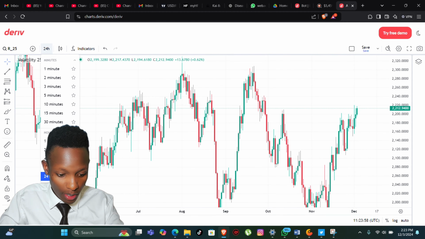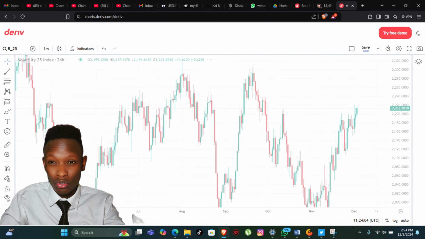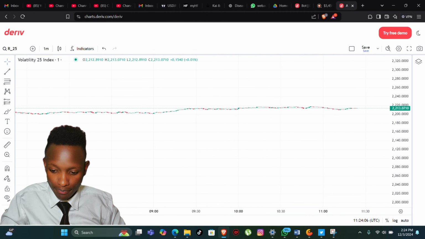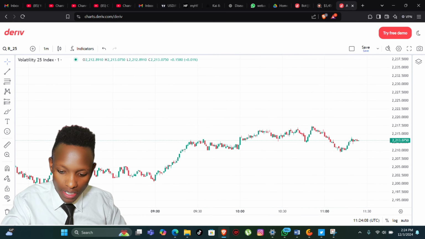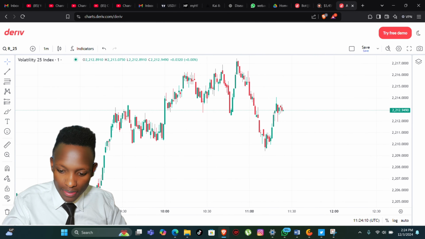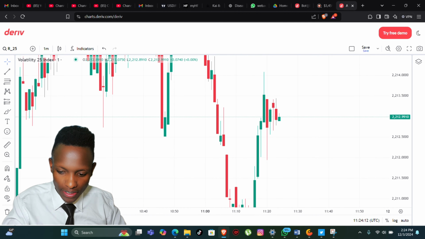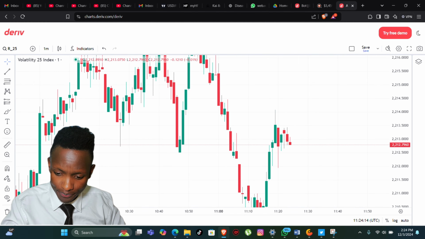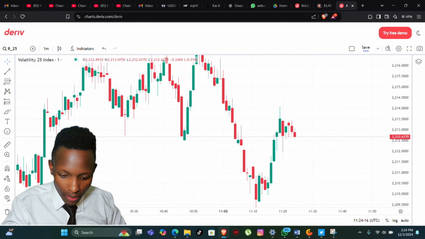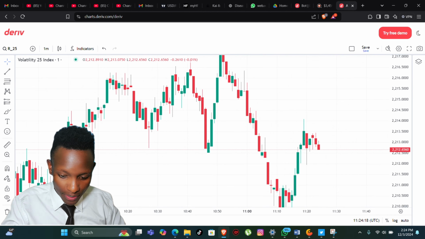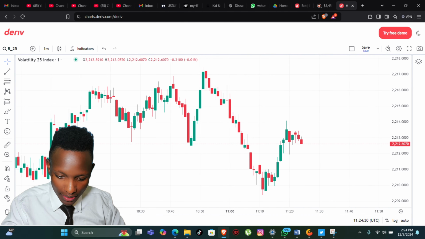So the thing we are going to do is look at volatility 25 index. We're just going to change the time frame from 24 hours to 5 minutes, and then we need to expand the candles so that we can see them quite clearly. So this is the chart that we'll be using.